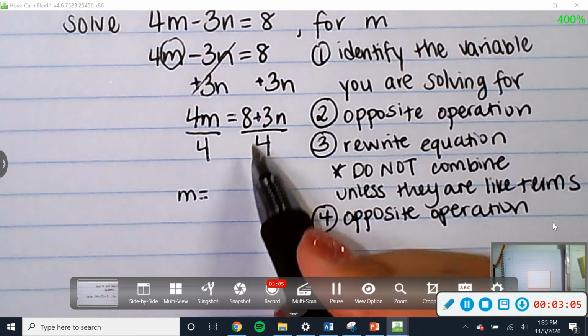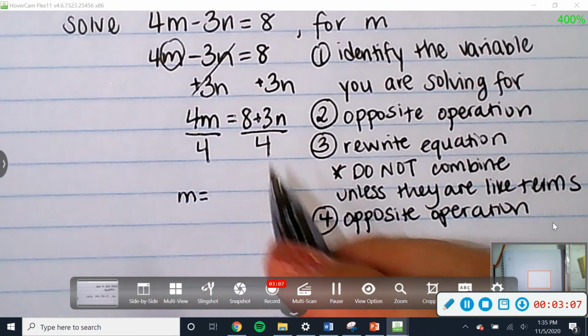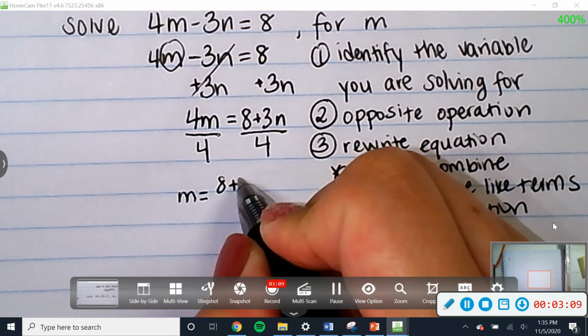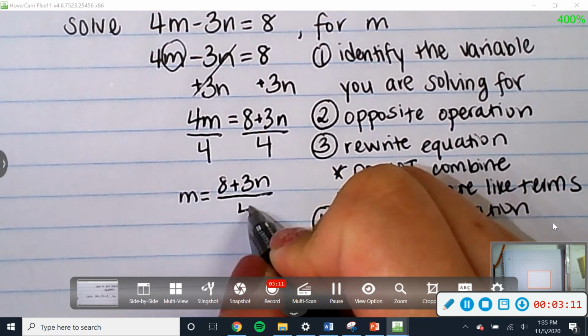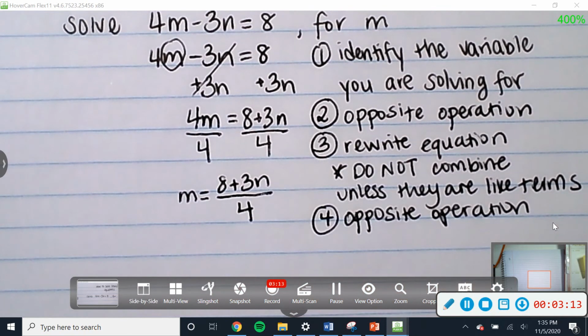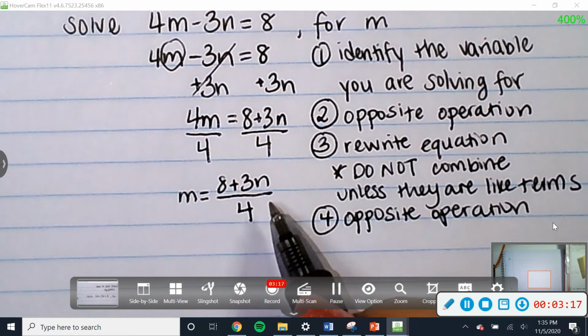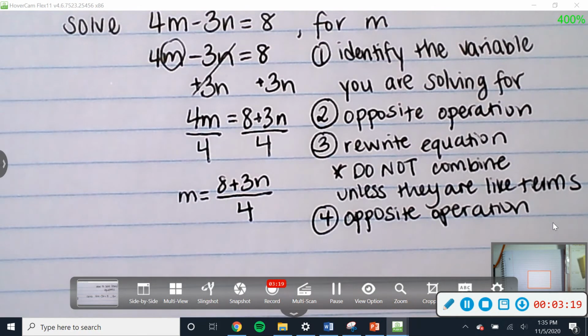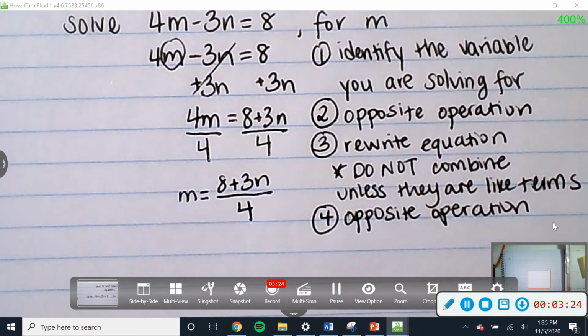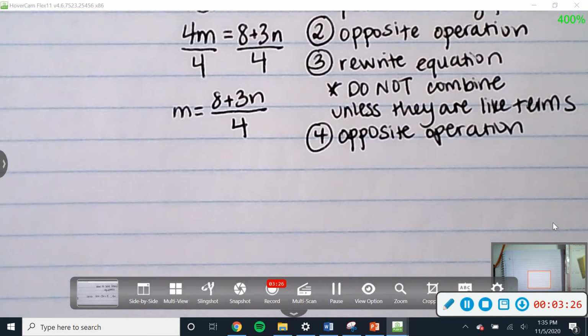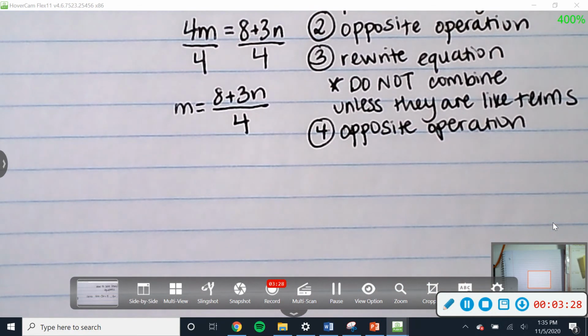On this side of the equation, I'm going to rewrite the whole thing, so 8 plus 3n over 4. This would be my final answer here. So this is an acceptable answer. You can leave it like this. However, normally you do want to simplify your answer, so once you've gotten here, we will go through the steps of simplifying.